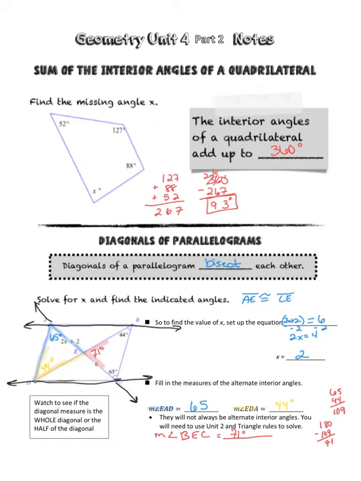Now, you do have to remember, you will not always be working with alternate interior angles. You will need to use Unit 2 and triangle rules to solve, which is what we just did. We need a triangle rule to solve the measure of angle BEC. Now, if I asked you, you could give me the measure of all the other 3 interior angles, because you would know about linear pairs and you would know about vertical angles. All of this gets put together. Let's go to the next page.